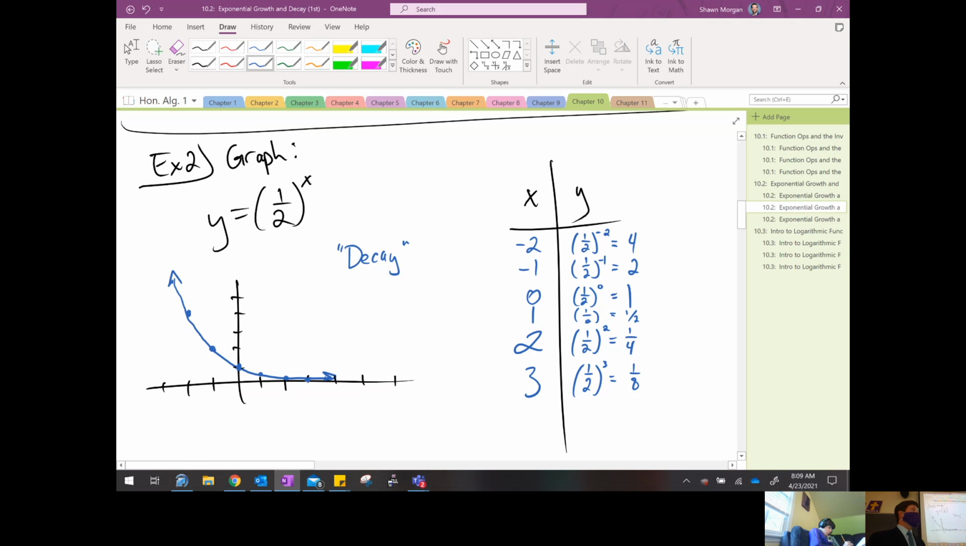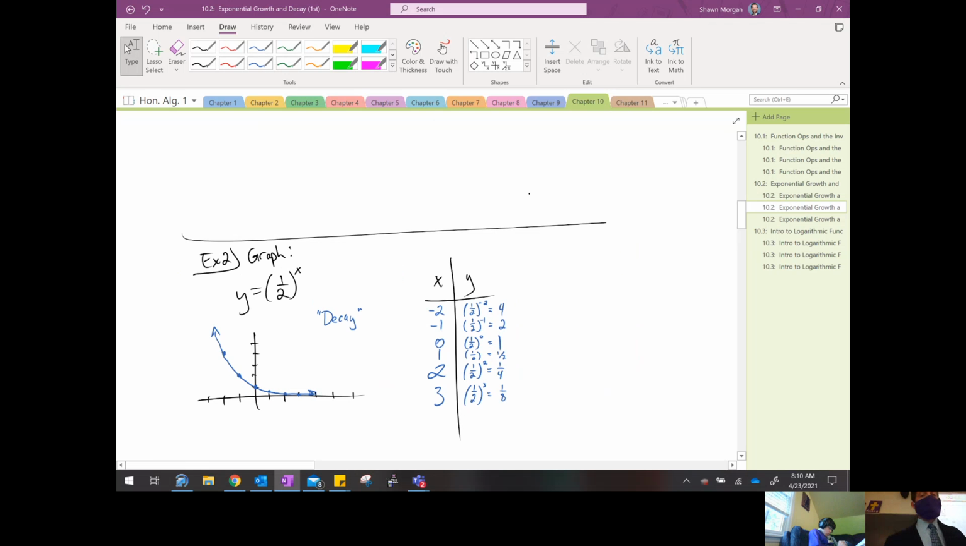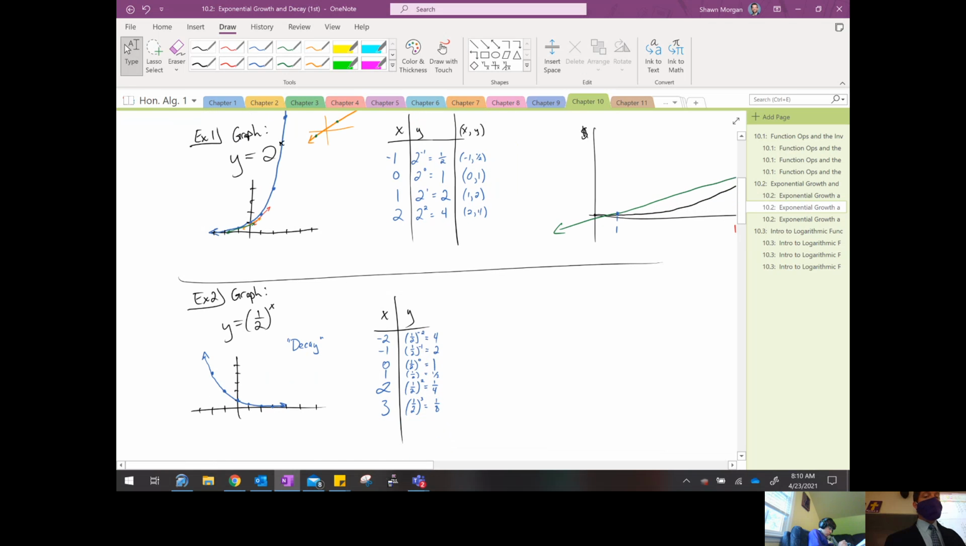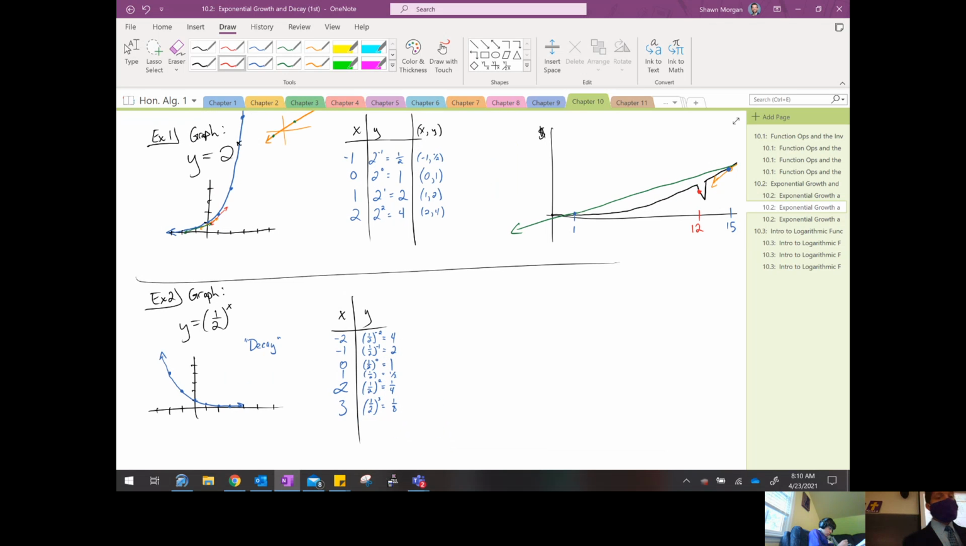Notice what we did. We made an X and Y table. We plotted several points. We connected the dots. Now we have a good understanding of what both exponential growth and exponential decay should look like. One of the things that both of these curvatures have in common is that they both have an asymptote. An asymptote being an imaginary sort of boundary line. In this case, both of these curvatures are asymptotic to the x-axis. Drake.